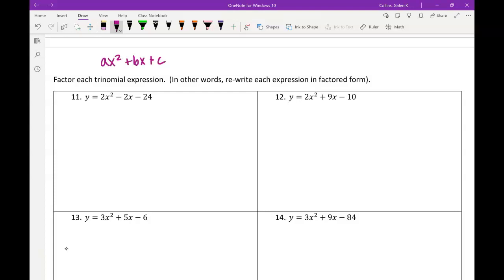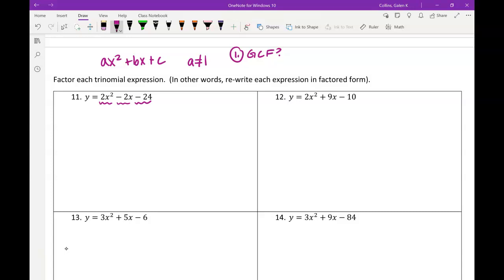So we have to be careful. That makes it harder when A is not 1. And the first thing we always want to check is, can I factor out a GCF? Because if we can, that's going to make everything easier. So in number 11, I notice that 2x squared, negative 2x, and negative 24 are all divisible by 2.